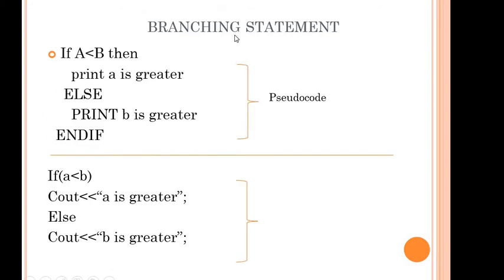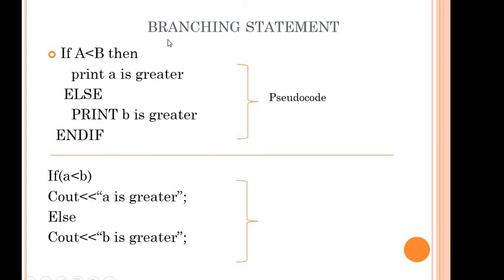This is a branching statement. Branching means a condition will be there, and based on the condition, lines are executed. If the condition is true, this line is executed. Otherwise, it leaves this line and straight away moves to this line to execute. So the order of execution is determined based on the condition. These statements are called branching statements.